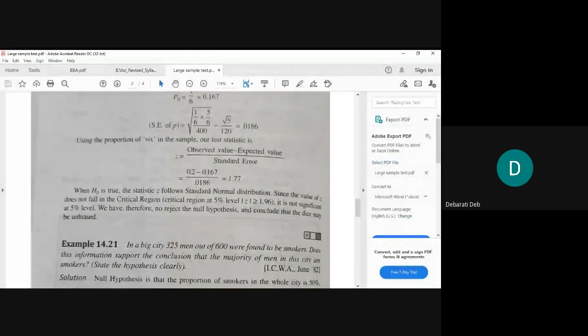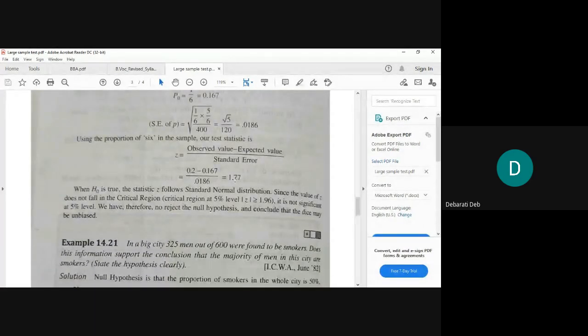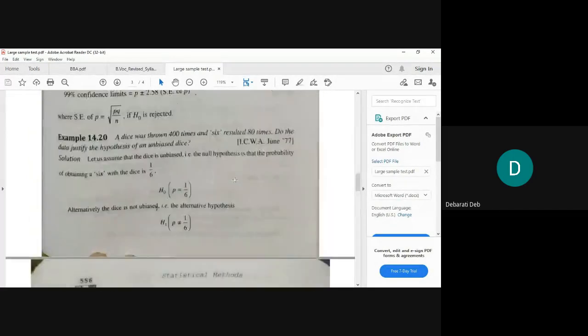Okay, I'm assuming you have got this because this is not a very tough calculation. Just subtract in the numerator and whatever you're getting, divide it by 0.0186. Okay, now I will take you to that table. Now all of you look at the screen please.